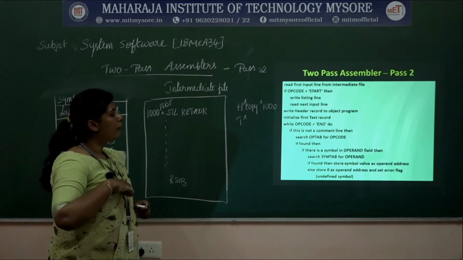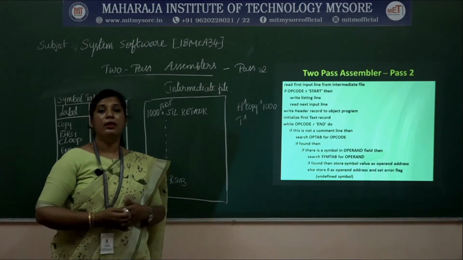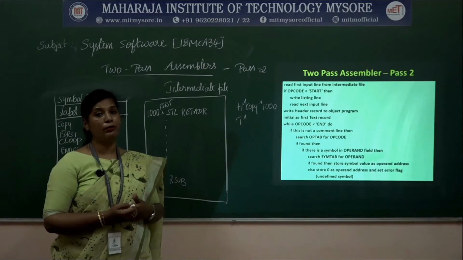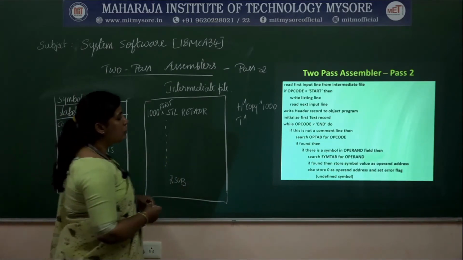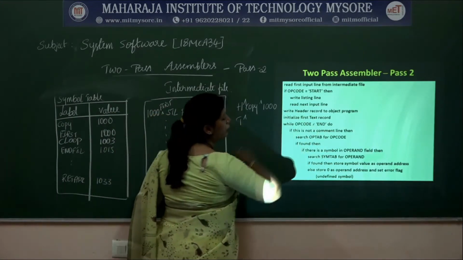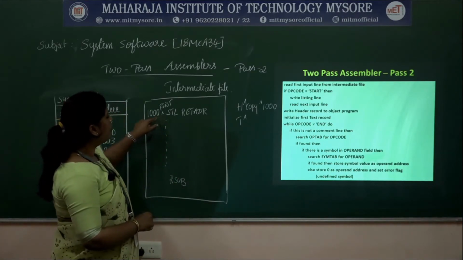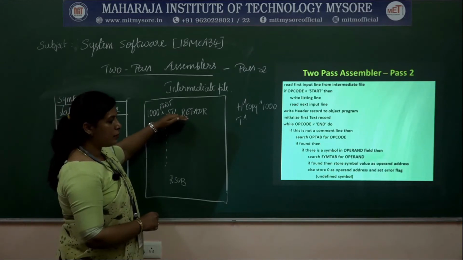So after that, it has to process all the instructions, translating and generating object code for all the instructions until it encounters END, just as I explained during pass 1 of the assembler. So it is going to process all the lines. While opcode is not equal to END, it is going to read the first line. Opcode is equal to END? No. Next, this is not a comment line.